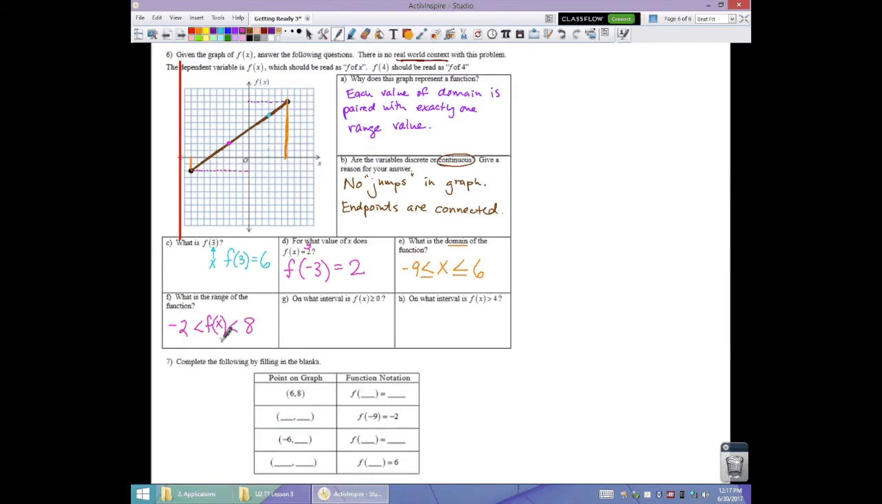And again, I ask myself, do the endpoints have values? Is there a point on this graph with a y value of -2? Yes, there is. Is there a point on the graph with a y value of 8? Yes.